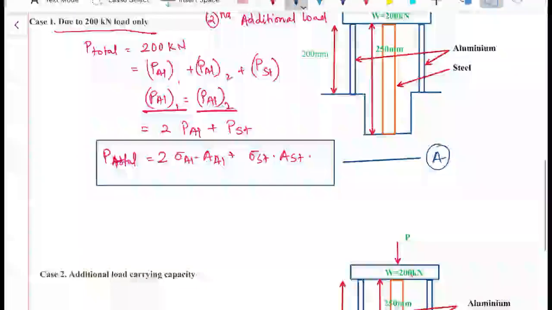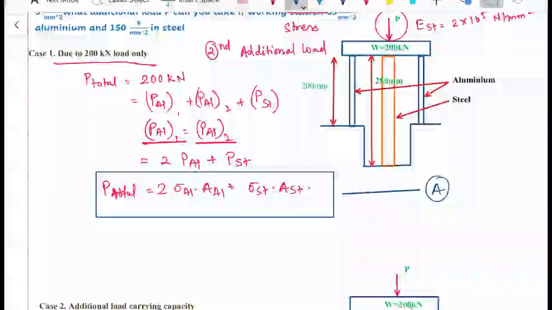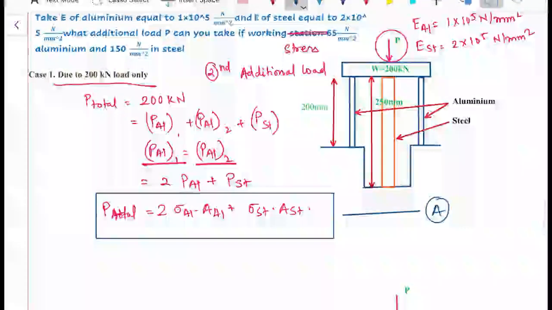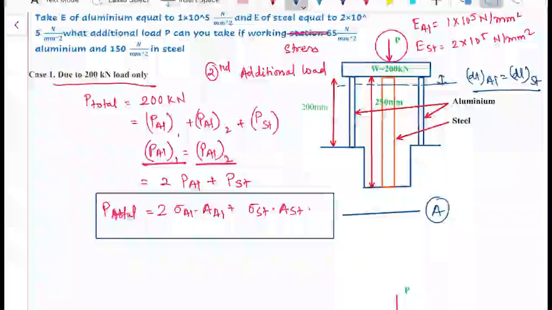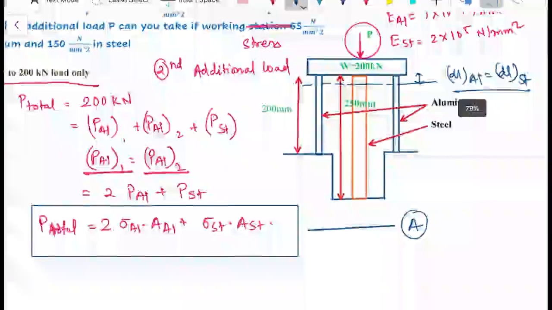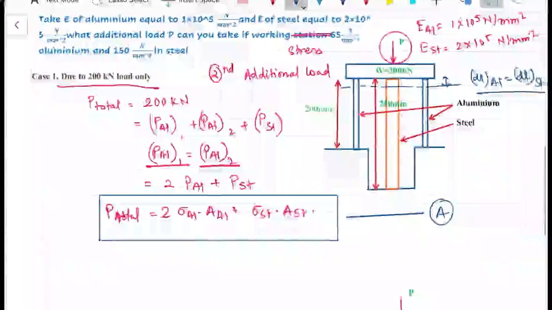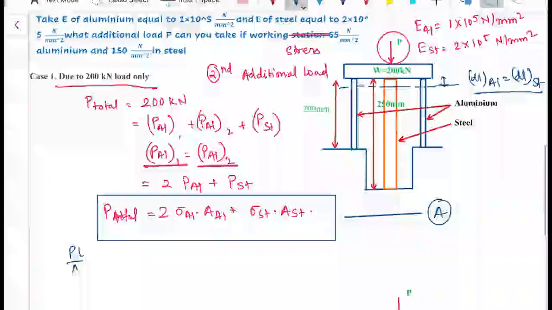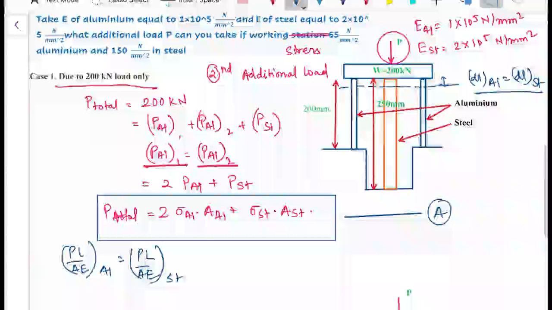Okay, now the second part of this problem. The length of the aluminum bar is not equal to the length of the steel bar, but we will assume that the deformation is the same, meaning deformation in aluminum will be equal to deformation in the steel bar. Now deformation is the same, which means PL by A of the aluminum bar will be equal to PL by A of the steel bar.